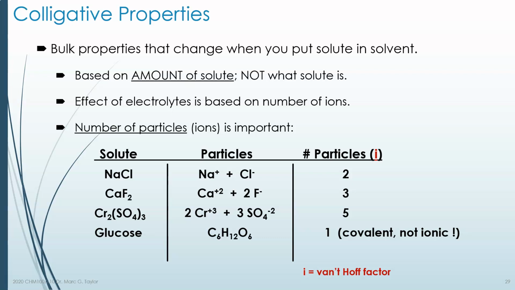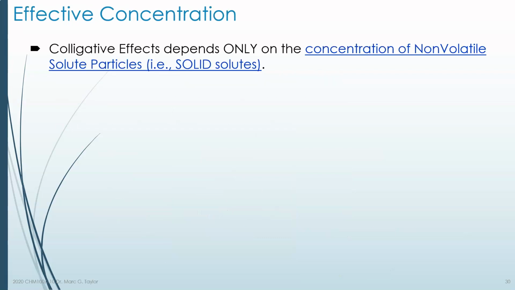And this number of particles per formula or formula unit is called the van 't Hoff factor, and it's abbreviated as i. That's the symbol. So if you have a certain concentration of sodium chloride or calcium fluoride, etc., you have to multiply it by the i value to tell you really the concentration of how many particles total you actually have in solution. In other words, the effective concentration. So we're concerned more about the effective concentration because colligative properties depend only on the concentration of these non-volatile solute particles, typically solid solutes that we're talking about here.